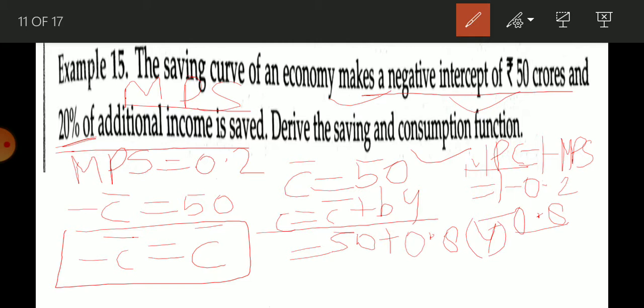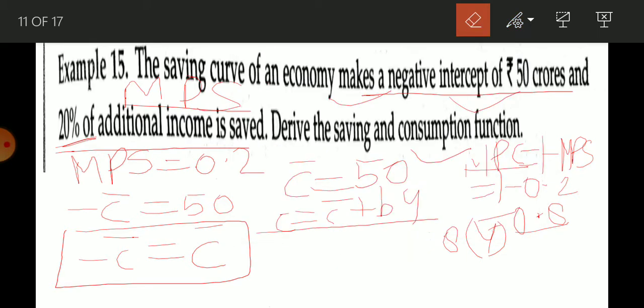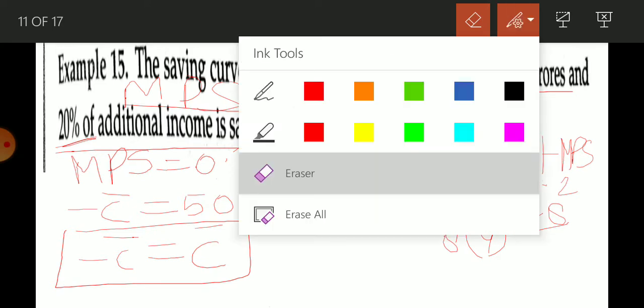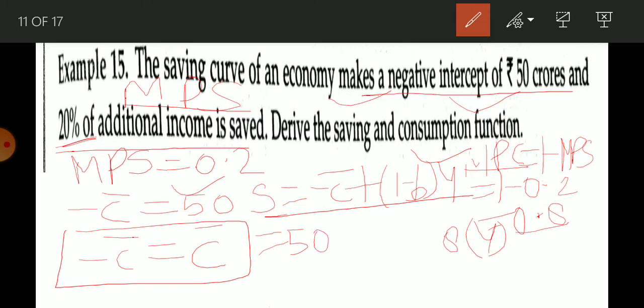Now the saving function. How are we going to derive the saving function? The saving function is S is equal to minus C bar plus 1 minus B into Y. So this is the equation of the saving function. Now minus C bar is given as 50, so we write 50 here. 1 minus B stands for MPS, which is given as 0.2, and Y is not given, so we write it in brackets. So this is your answer to this question.